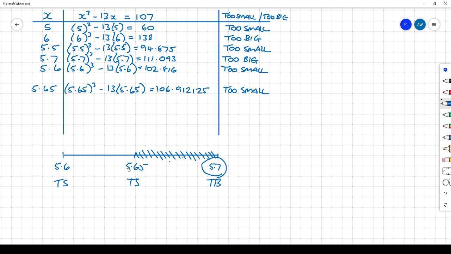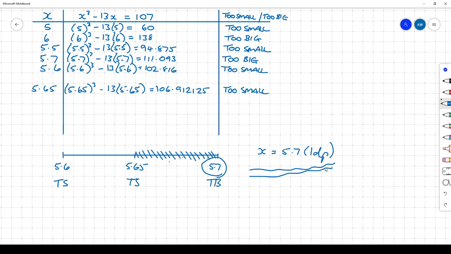Okay, if 5.65 had come out as too big, then if we tried more values of x, we would have been looking in this half of the number line, in between 5.6 and 5.65, in between too small and too big, and we would have gone into that area if we carried on forever, and 5.6 would have been the best answer. So basically you shade in between too small and too big, because obviously the answer has to be between those two. So the best answer to 1 decimal place is 5.7, and always write your solution at the end like so.